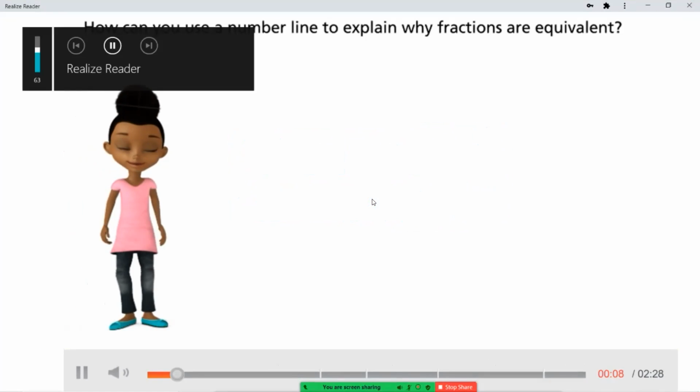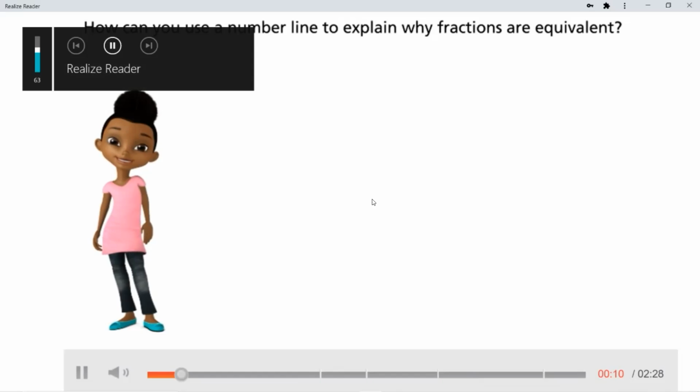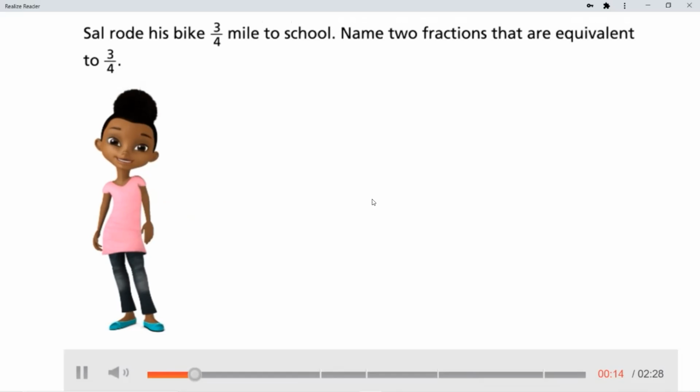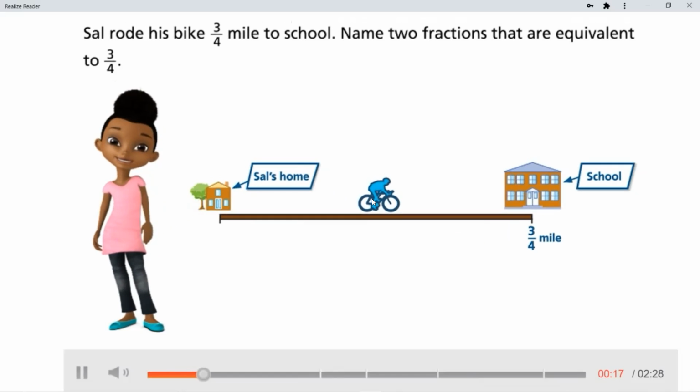How can you use a number line to explain why fractions are equivalent? Let's find out. Sal rode his bike 3/4 mile to school. Name two fractions that are equivalent to 3/4.